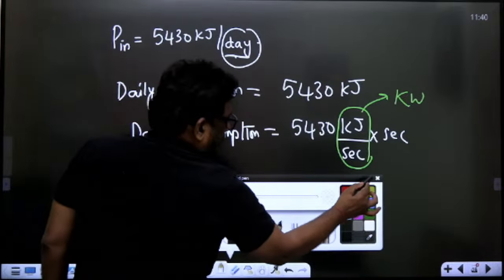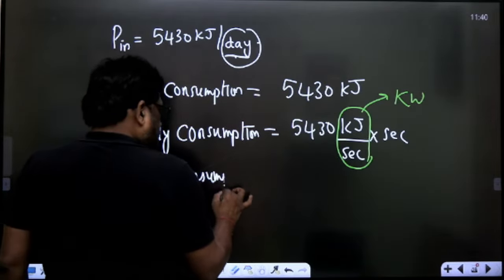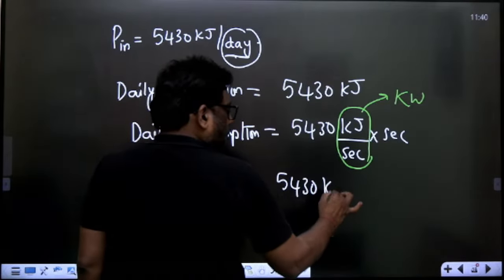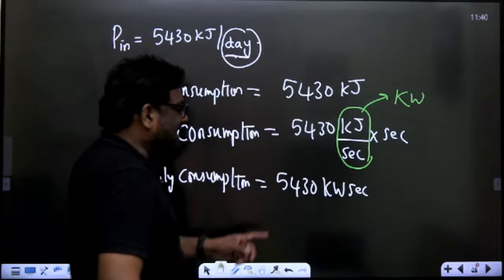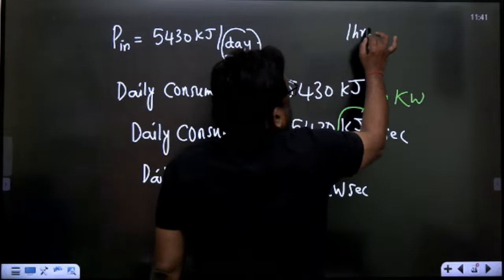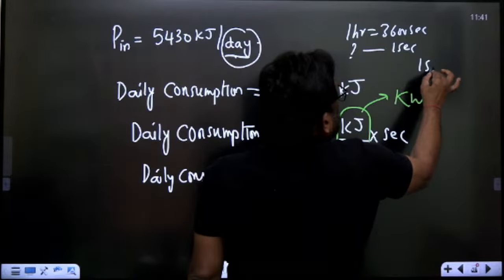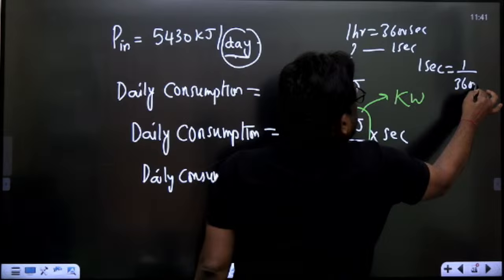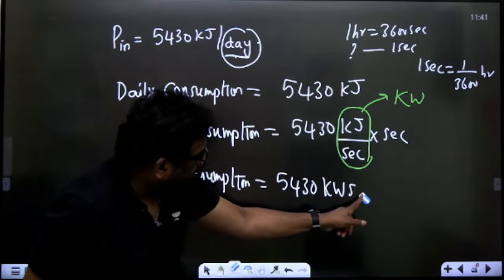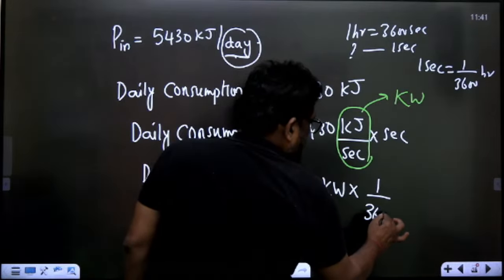So therefore, now I write the daily consumption is equal to 5430. What is kilojoule per second? Kilowatt. But there is second also. But he is asking not in second, he is asking per hour. कैसे करेंगे sir? 1 hour is equal to 3600 second, or 1 second is how much of an hour? So 1 second is equal to 1 by 3600 of an hour. So therefore, मित्रों, this second को हम लिख सकते, what is second? 1 by 3600 of an hour.